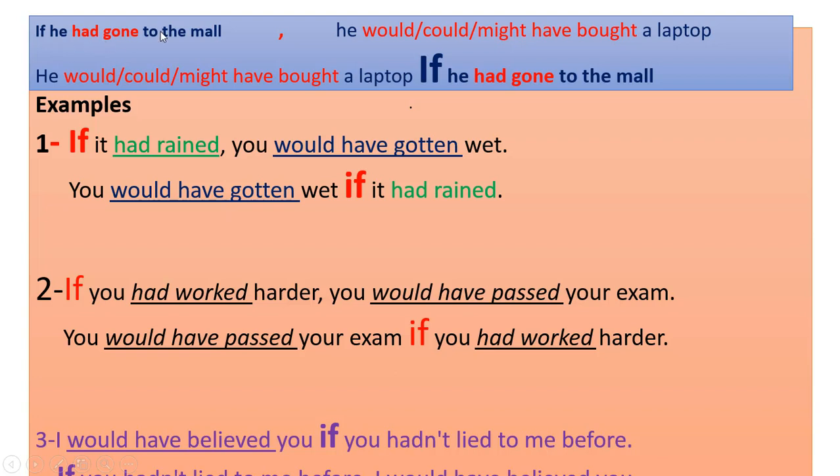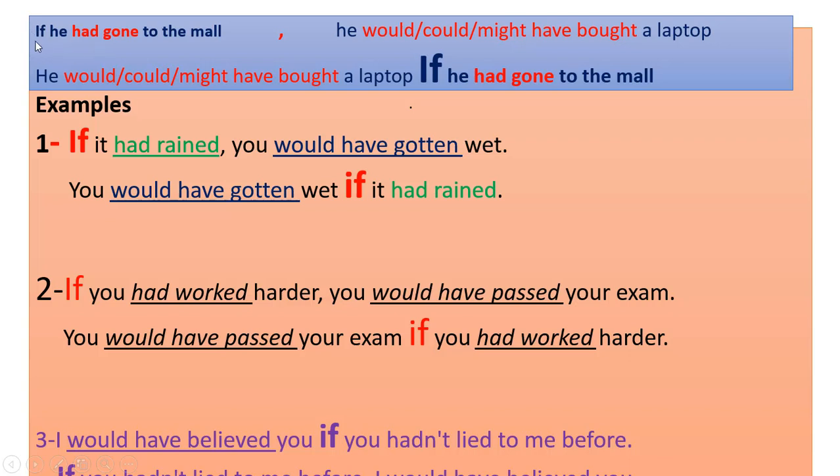If he had gone to the mall, he would or could or might have bought a laptop. We said before that the conditional sentence has two clauses. The sentence that begins with if is called the if clause, and the second clause, which comes after the comma, we call the main clause. Each clause has a verb.